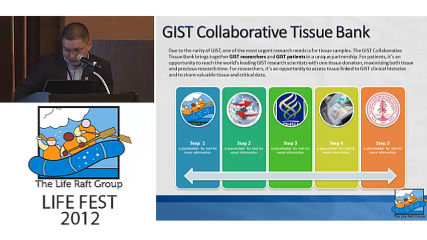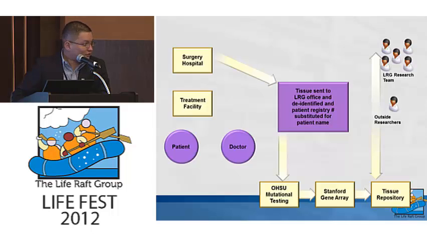Let me show you this other slide that could help you see how the flow of the tissue goes. So we have the tissue coming out from the hospital. It goes to the LRG. In the LRG, we de-identify the information. It goes to OHSU. From OHSU, it goes to Stanford. They have a tissue repository site, and they share that tissue with different researchers, so they could do multiple analyses.